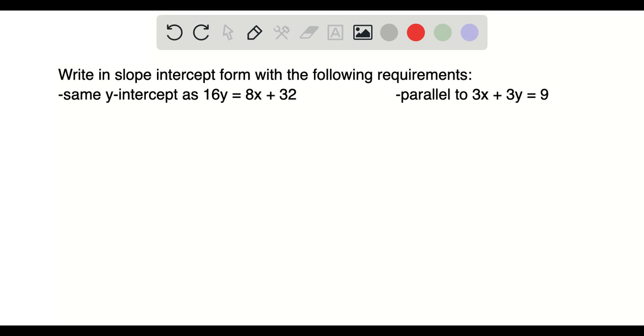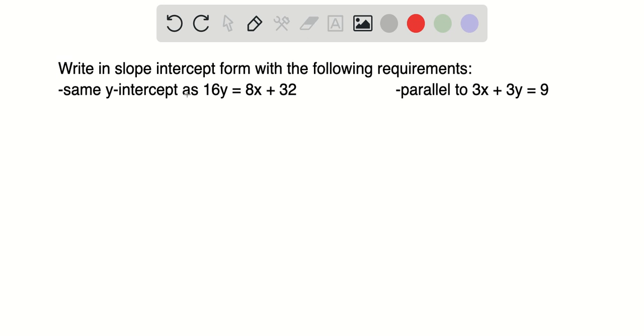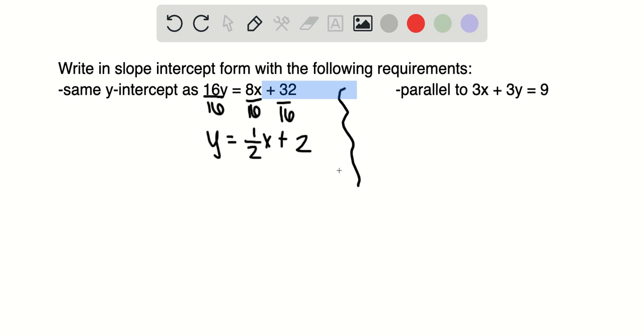The easiest way to do this would be to get both of these given examples in slope-intercept form. So I'm going to go ahead and solve for y for both of these. For the first one, I'm going to divide everything by 16 to get y by itself. So I will get y is equal to 8 divided by 16, that's 1/2 x, and then 32 divided by 16 is 2. So my first equation says the same intercept as this equation, so my y-intercept has to be equal to 2.